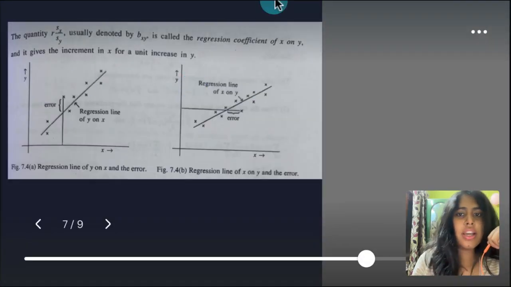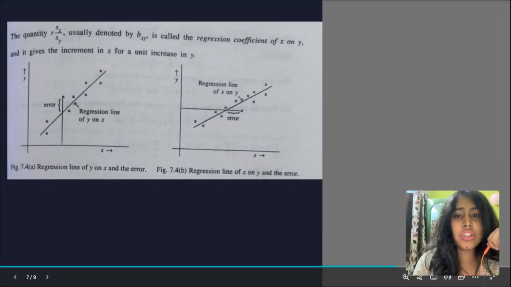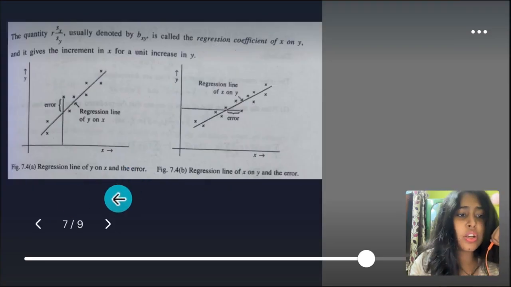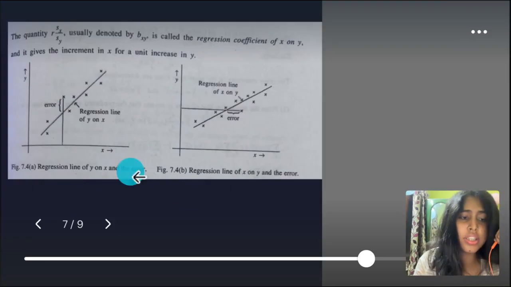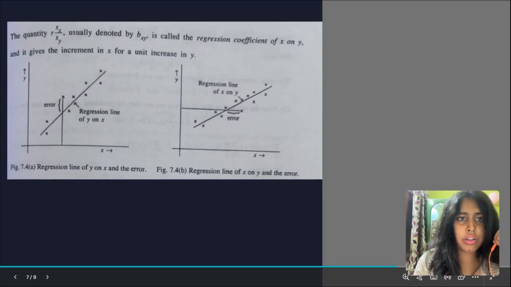Now, see here. See the graphs. The quantity r sx by sy, usually denoted by bxy, is called the regression coefficient of x on y, and it gives the increment in x for unit increase in y. See, for the other line, the regression coefficient bxy is r into sx by sy. It's literally the flip of the other one. It tells you how much x changes for a 1 unit change in y. Okay, see the graph here. The first graph shows the regression line of y on x and the error. Here is the error. And see this graph, regression line of x on y and the error. This is the error.